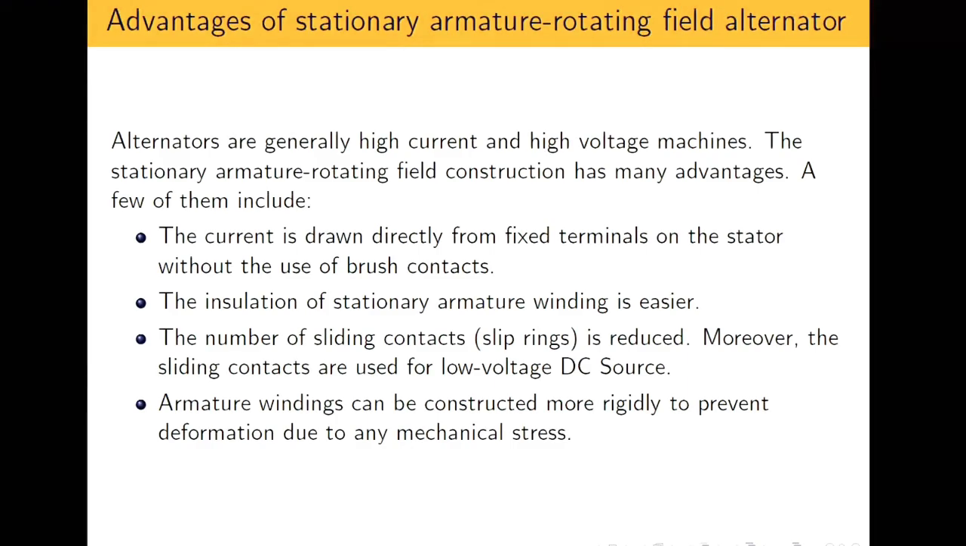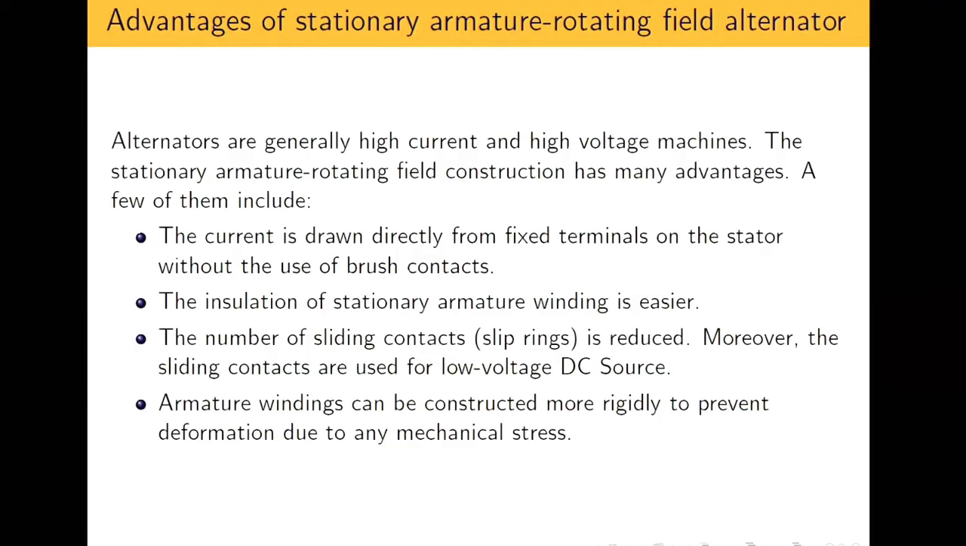Then again, the number of sliding contacts can be reduced, because the sliding contacts are used only for a low voltage DC source. And armature windings can be constructed more rigidly to prevent deformation due to any mechanical stress, because the armature is not rotating here. Deformation might occur only when rotating parts are there. Even though proper care is taken during design, there might still be some deformation. But since in this AC generator the armature windings are stationary, there will not be any deformation.